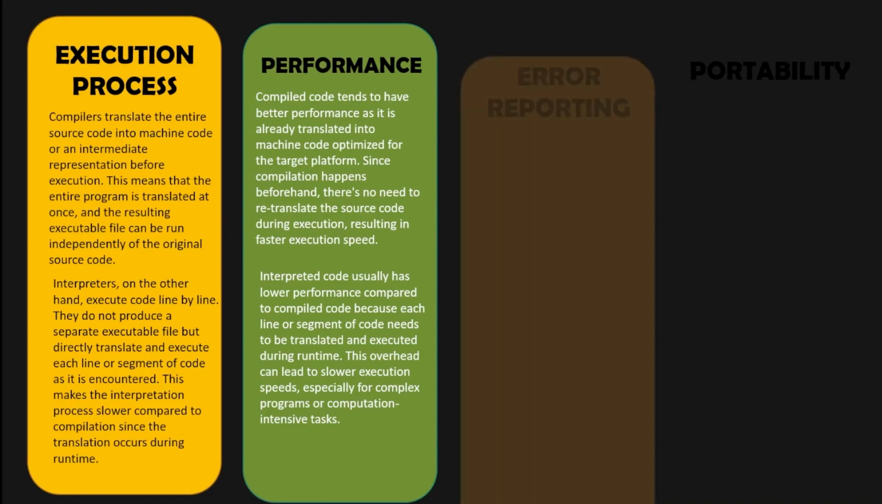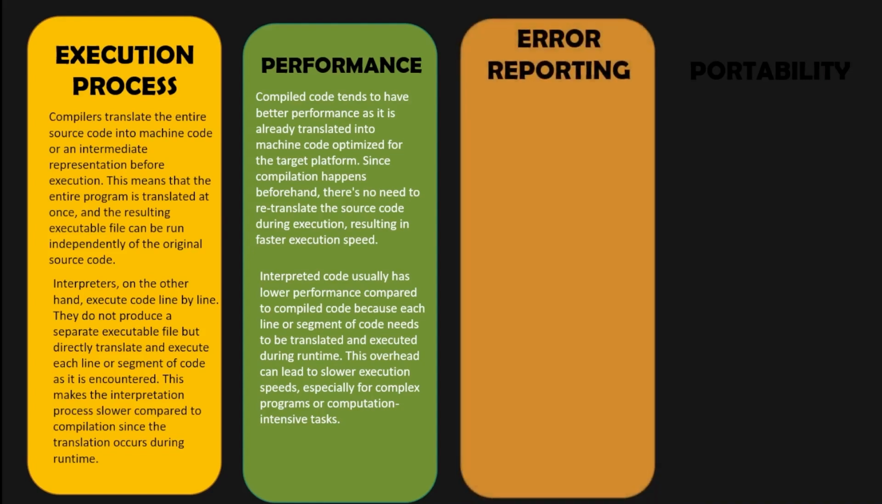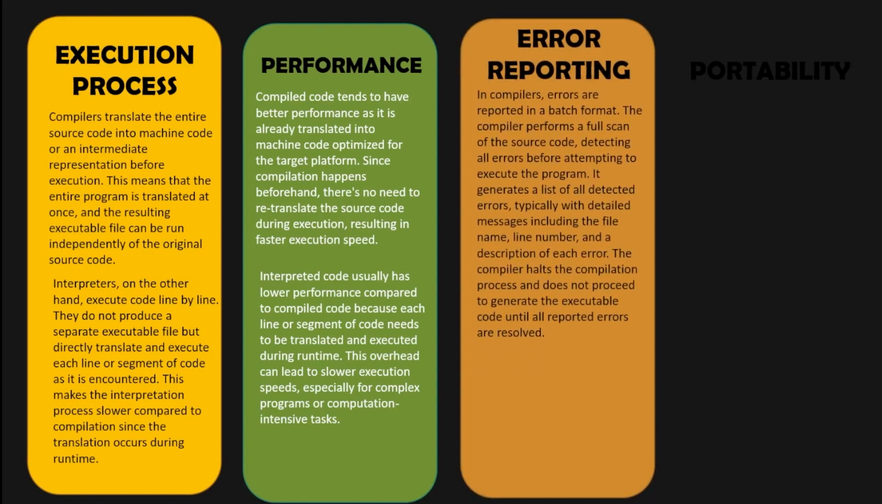3. Error reporting. In compilers, errors are reported in a batch format. The compiler performs a full scan of the source code, detecting all errors before attempting to execute the program. It generates a list of all detected errors, typically with detailed messages including the file name, line number, and a description of each error. The compiler halts the compilation process and does not proceed to generate the executable code until all reported errors are resolved.